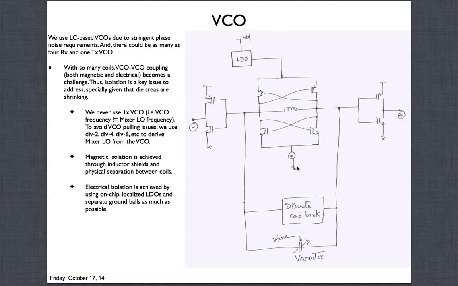By putting LDOs, we try to isolate the supply. The only way you can separate the grounds is to use different package balls, package pins. Give the VCOs different pins. Don't combine the pins, otherwise it's a direct way of coupling through the grounds. So electrical isolation means isolation through the VDD as well as the ground.